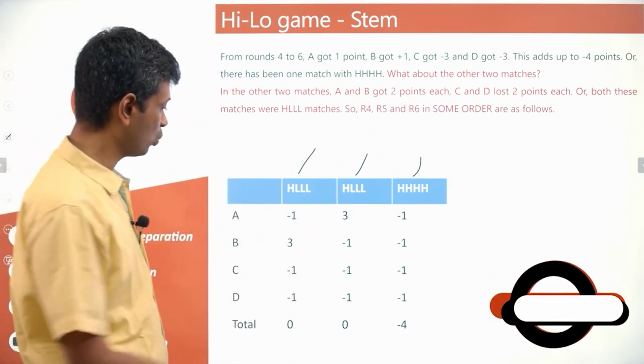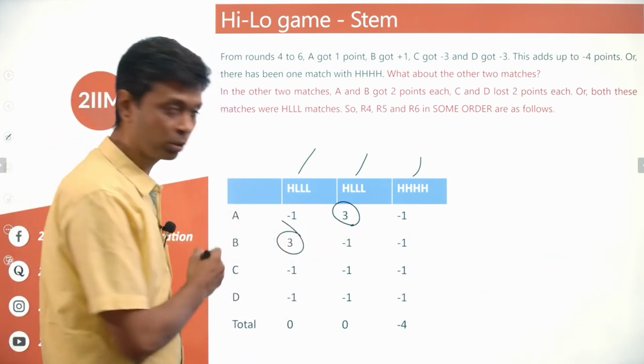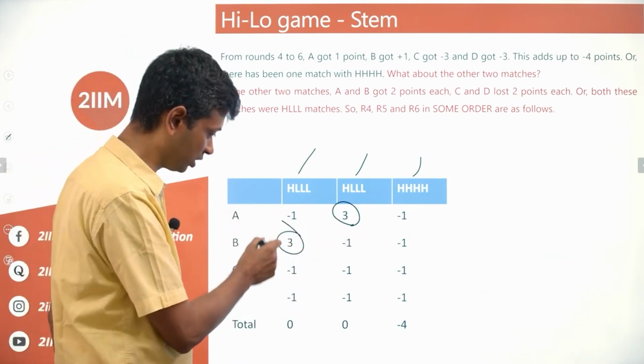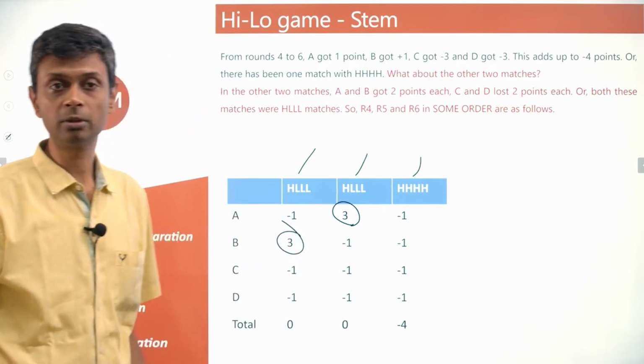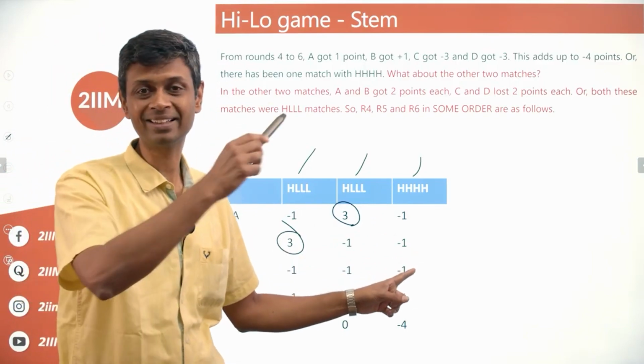In these 2 instances, in one case, A is the guy who's put high. In one case, B is the guy who's put high. Which is why 3 plus -1 is 2, which is what was remaining. 3 minus 1 is 1, which is what he added in the last 3 rounds.